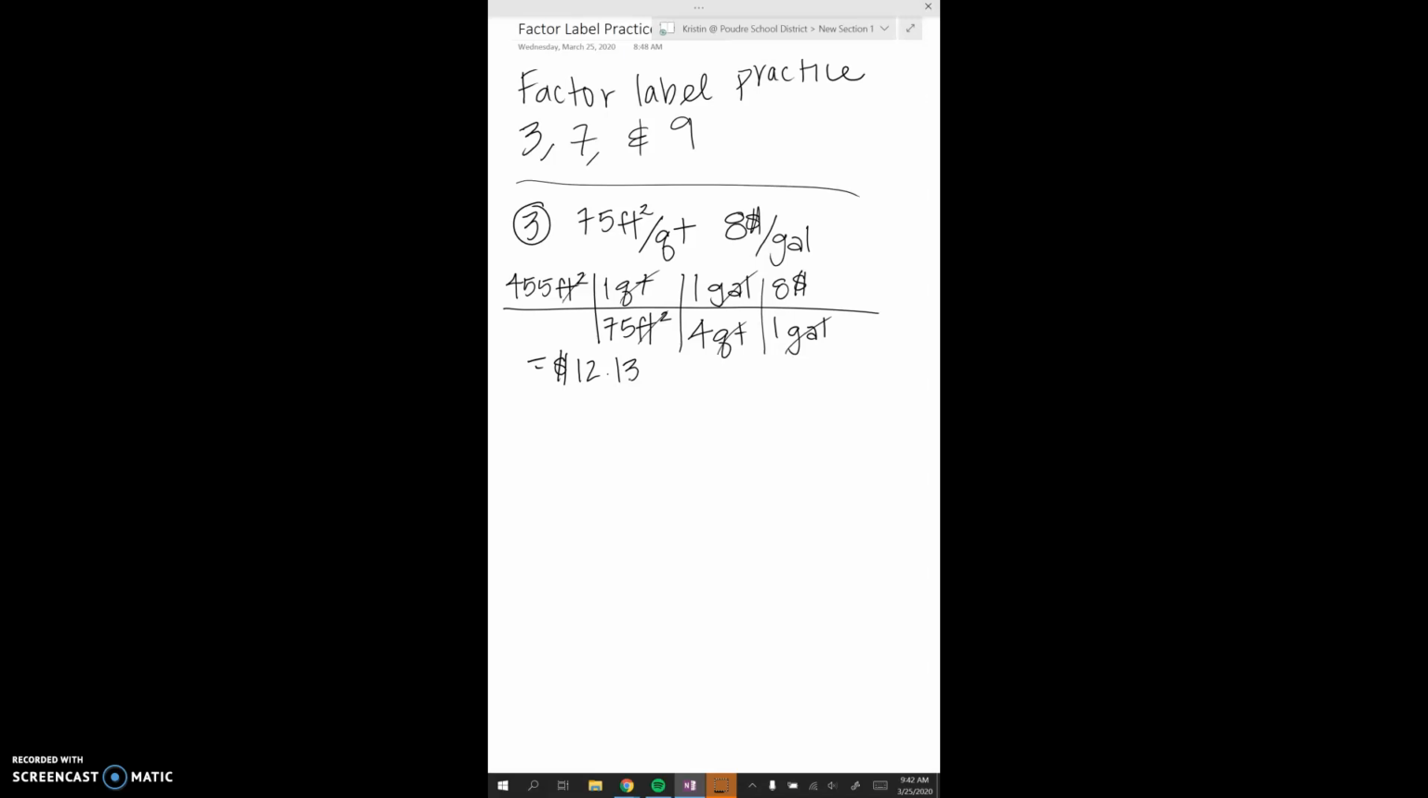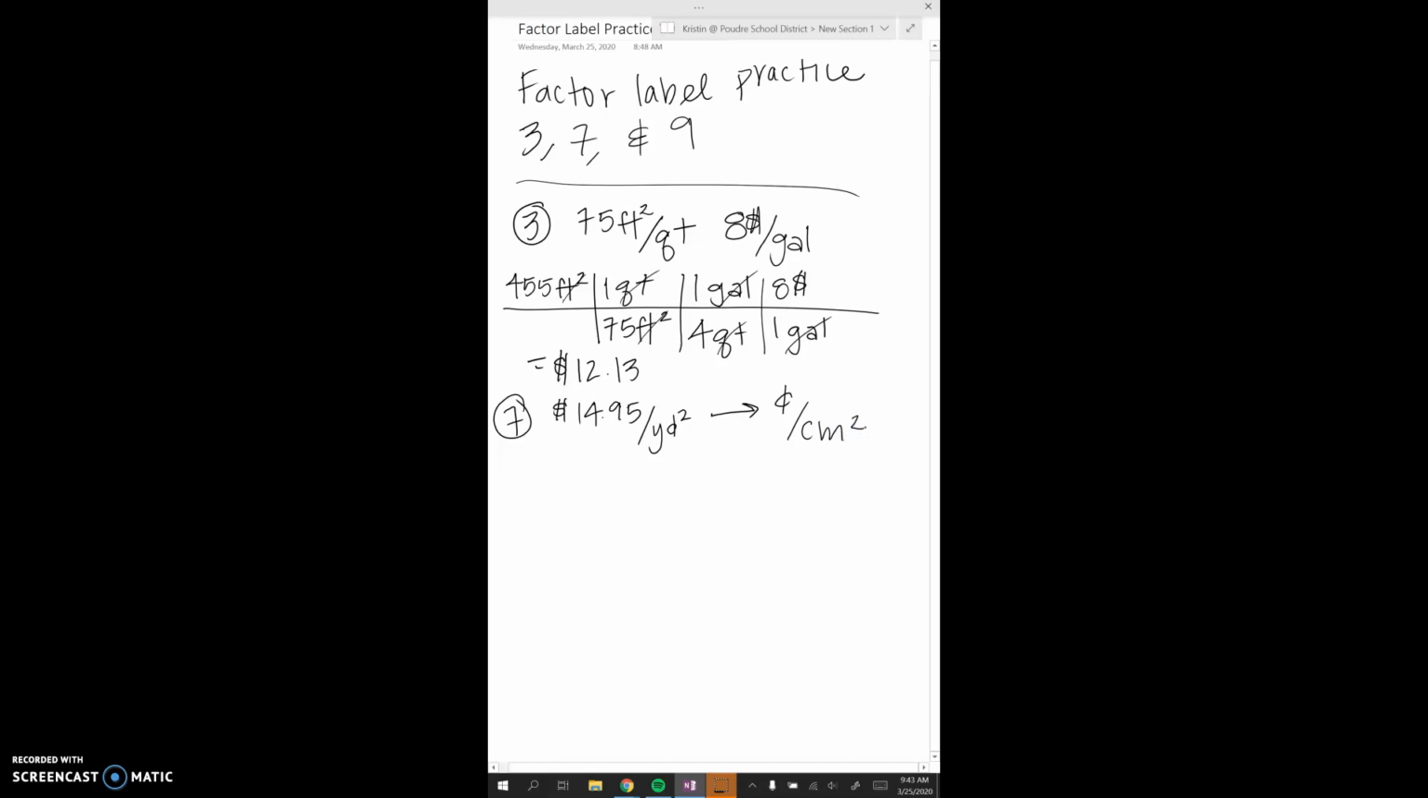Next part, number 7. Number 7 says if carpet is $14.95 per square yard, I'm going to write that down, $14.95 per square yard. What is the price in cents per square centimeter? So we're trying to just change those units to cents per centimeter squared.